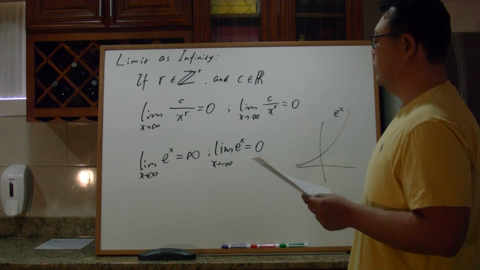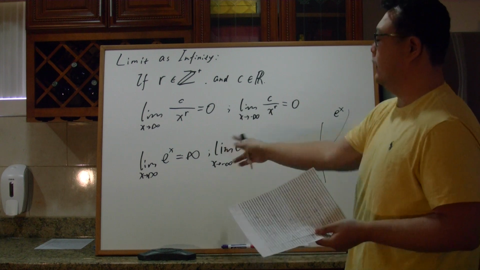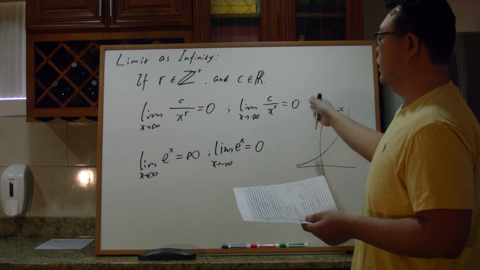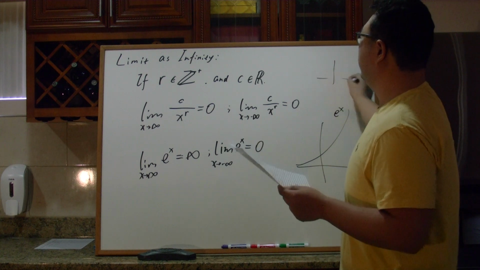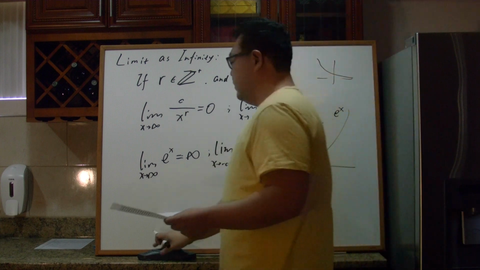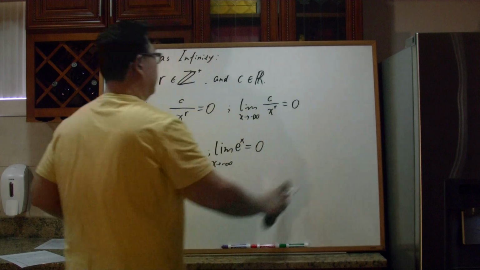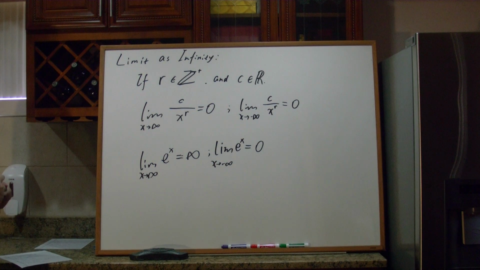Right, and that could be extended to any base which is greater than 1, we have that property. For a base which is less than 1 but greater than 0, we have the opposite property. Right, the curve will be, if you remember, on the opposite side. So based on these properties, we're able to do certain types of questions.